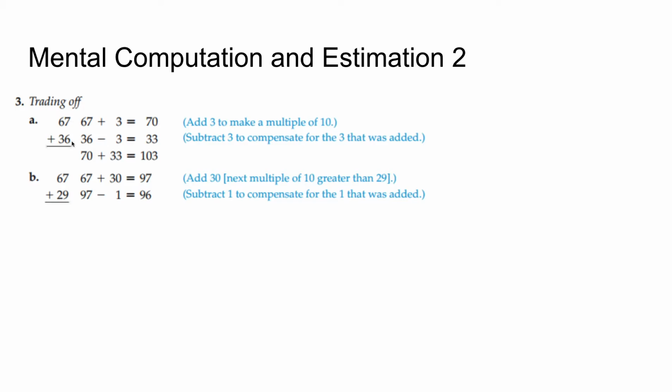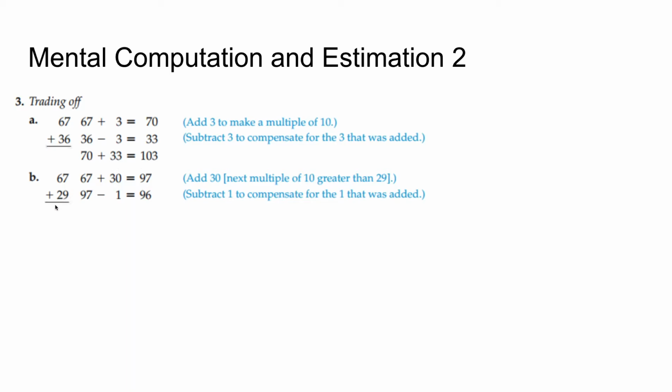But since you gave away 3, now you have only 33 left. Since you added 3 there, you are subtracting 3 there. That is trading off, or balancing, or compensating. Okay? So you get 67 and add 3 to it, 70. Plus you have 33 left because you took away 3, and adding them together, you can easily think that 70 plus 33 is 103. I wrote them down here, but you can do this process without writing these steps down, right, in your head.